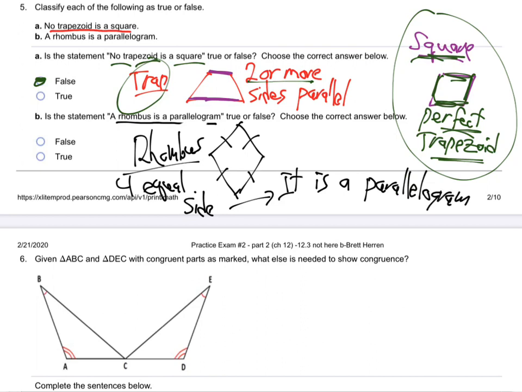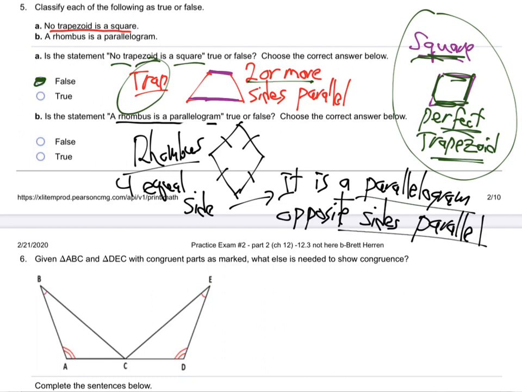It is a parallelogram. Opposite sides are parallel. Remember how we used it in constructions? Whenever we make shapes, we made all those diamonds, and the opposite sides were guaranteed to be parallel. So a rhombus is a parallelogram. So that's a true statement. A rhombus, indeed, every rhombus is a parallelogram. Anytime you make a shape with 4 equal sides, you've really made a parallelogram. That's true.